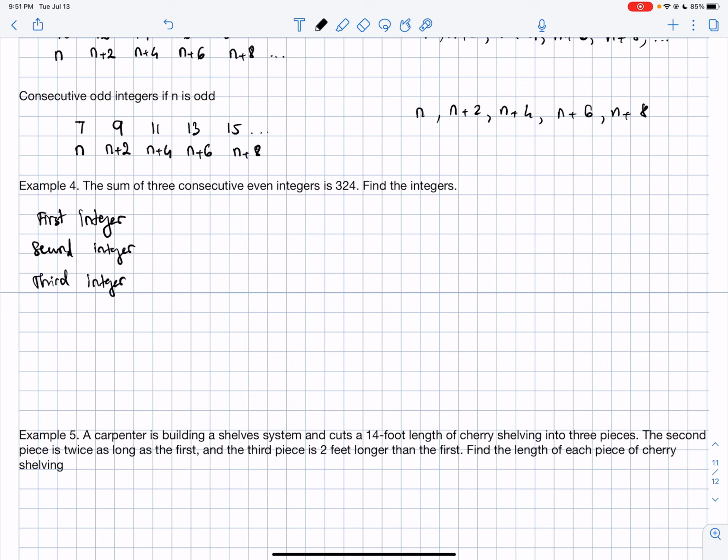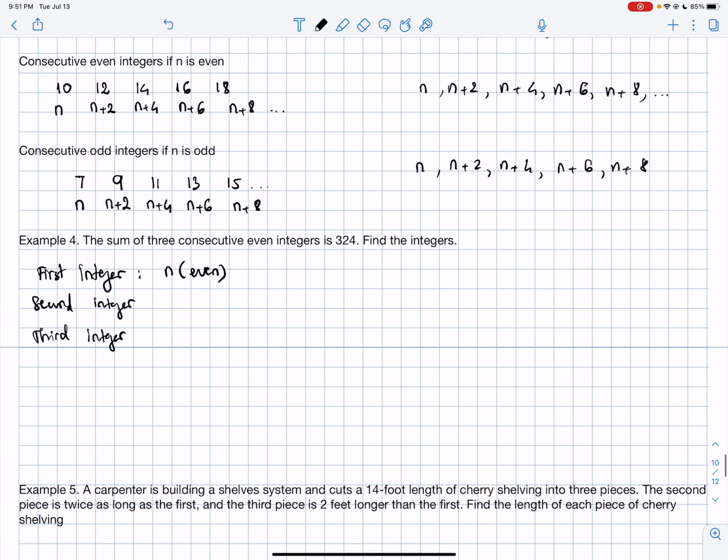So let's consider the first integer is n, and n is an even number. We have to pay attention to the words that they say, consecutive even integers. I will use the consecutive even integers formula for n even, so right here. The first one I consider is n, then the next one has to be plus 2 from n, and the next one has to be plus 4 from n.